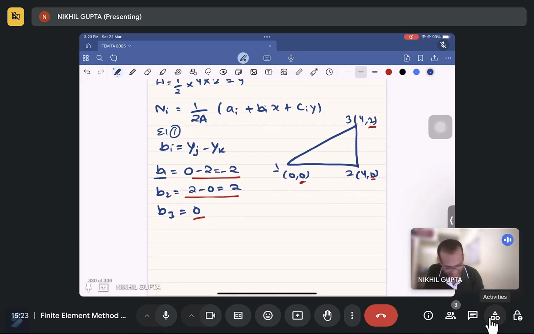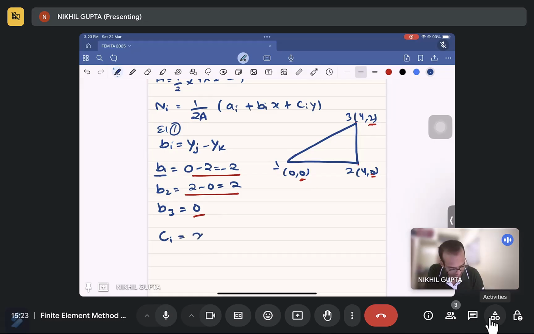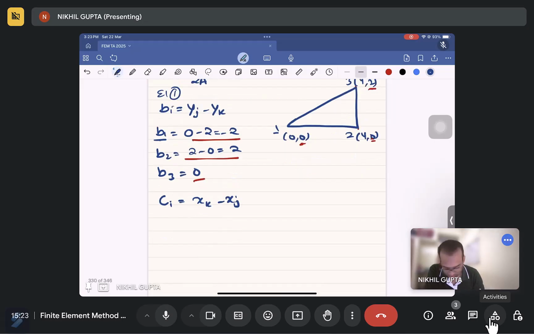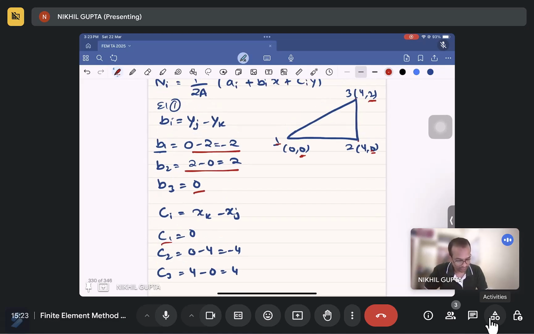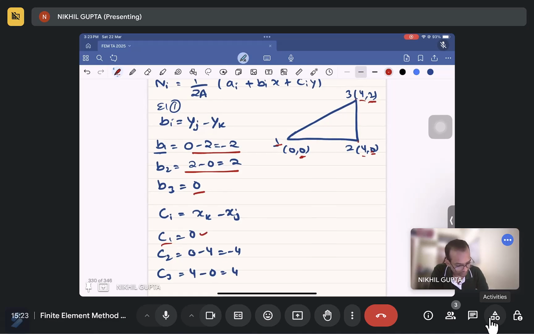Similarly, we can calculate ci also, which will be xk minus xj. So c1 will be 0, c2 will be 0 minus 4, which is minus 4, and c3 will be 4 minus 0, so 4. How is this calculated? For c1, we go here. For c1, we want xk, means 4, 4 minus 4, so c1 will be 0. For c2, here we want x, means 0, and minus 4, so minus 4. For c3, it will be 4 minus 0, so 4.